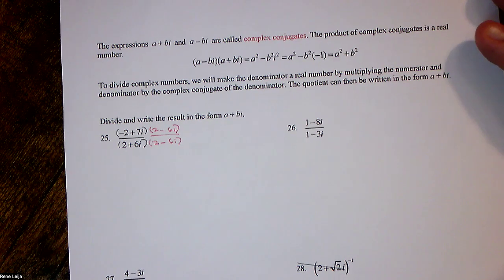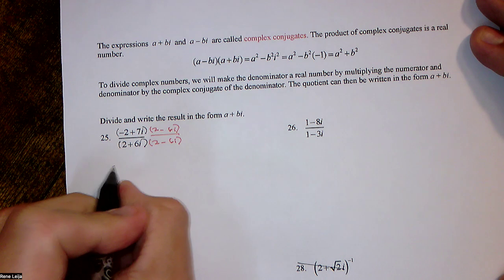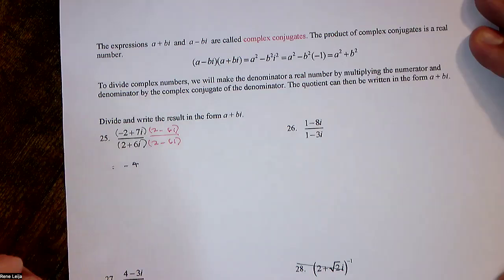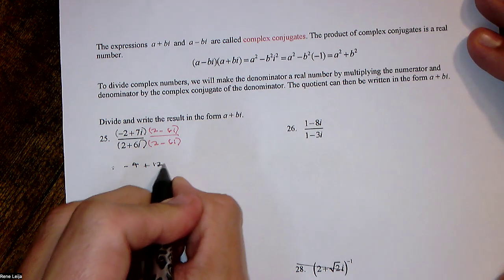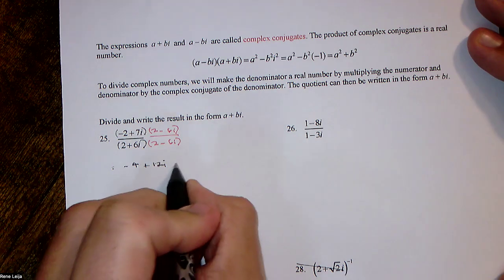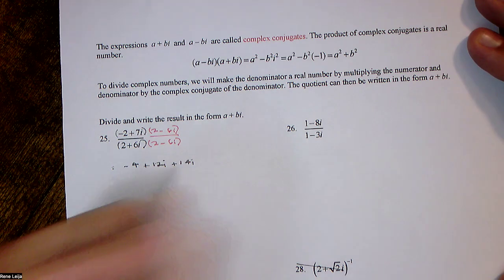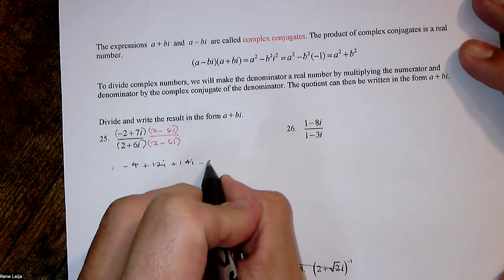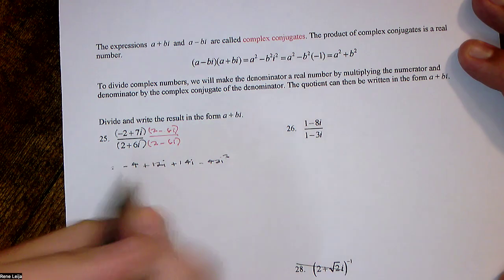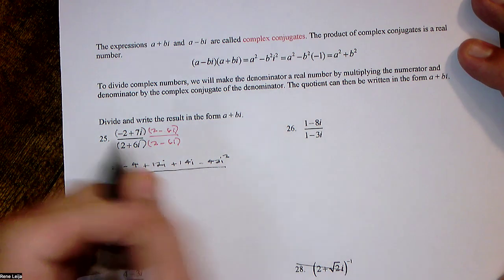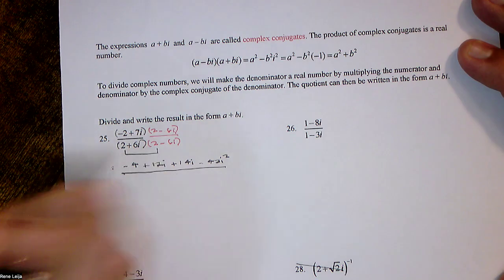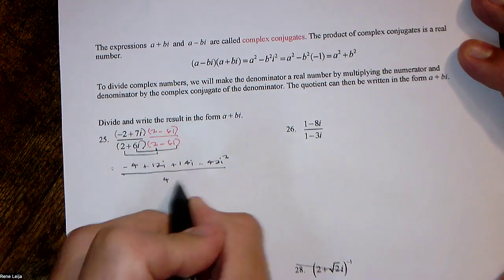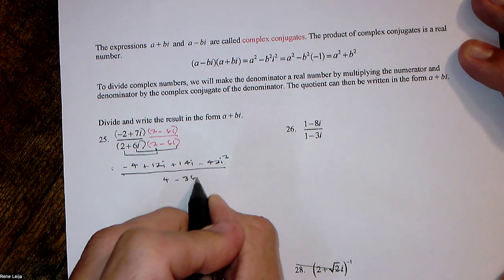Now in the top, we're going to FOIL. So we get negative 2 times 2, that's negative 4. Negative 2 times negative 6i, that's a positive 12i. 7i times 2, that's a positive 14i. 7i times negative 6i is a negative 42i squared. Then in the denominator, this is just 2 times 2, which is 4, and 6i times negative 6i, which is negative 36i squared.